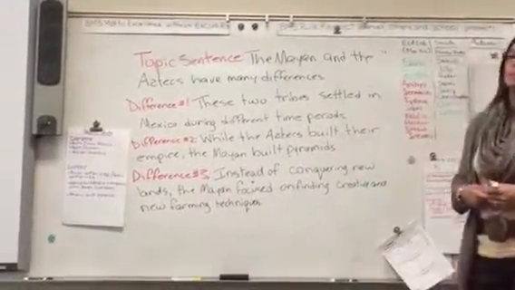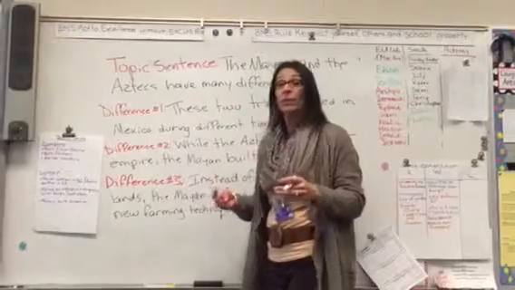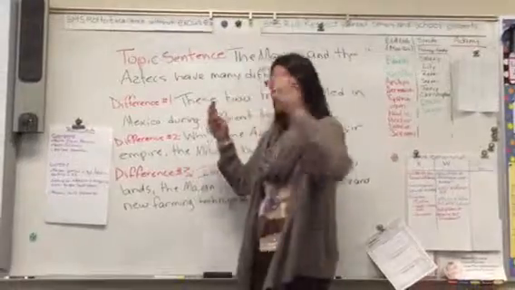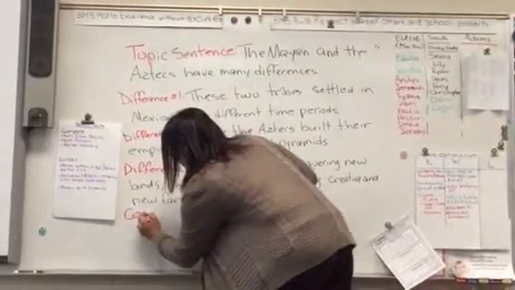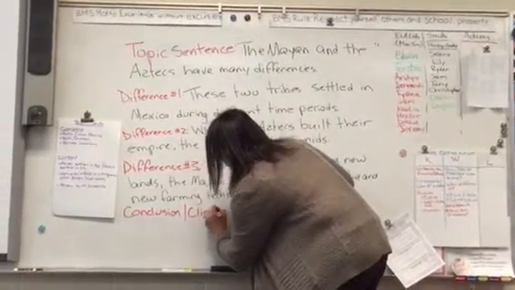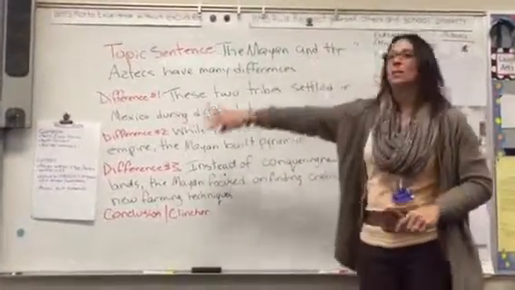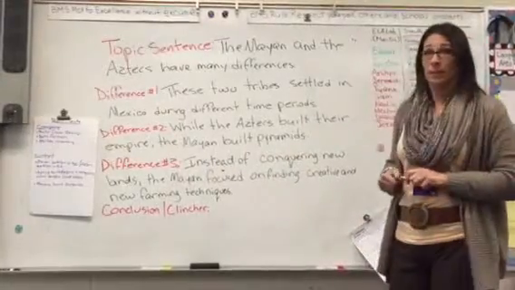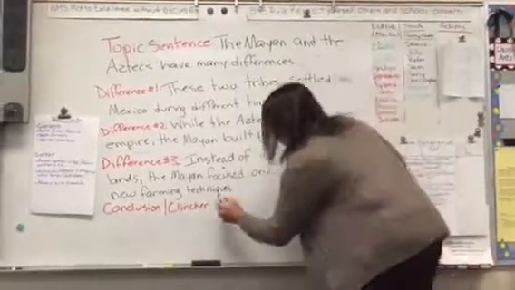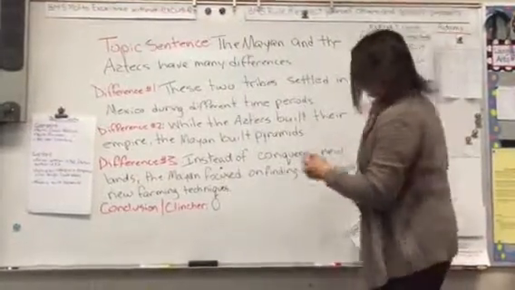What's the last thing we need? Conclusion. Another word that you're going to start hearing for conclusion is clincher. Okay, clincher. That's the gotcha statement that sums it all up. So what's a good conclusion statement? One that rephrases what we've written here. Overall, both tribes shared many differences. Okay. Overall, both tribes had, how about had many differences? Okay.